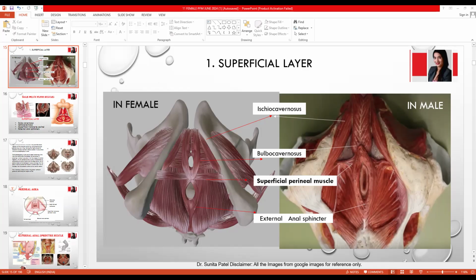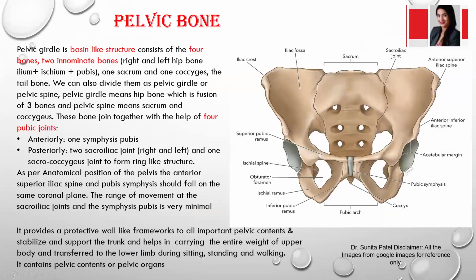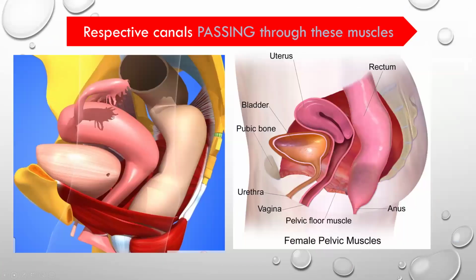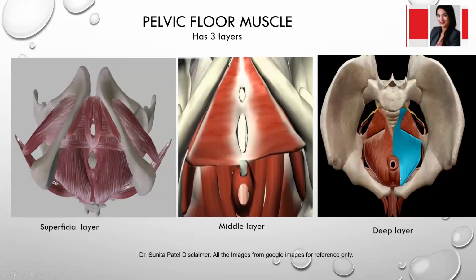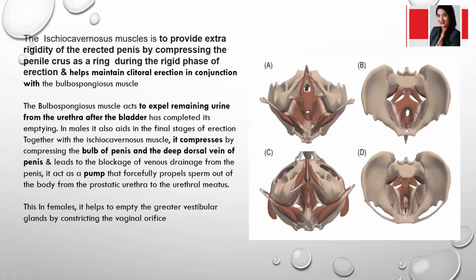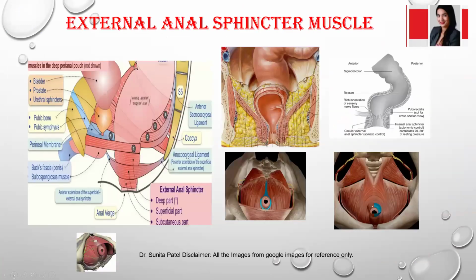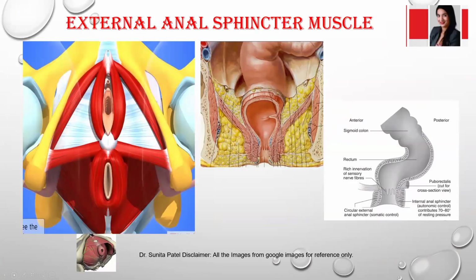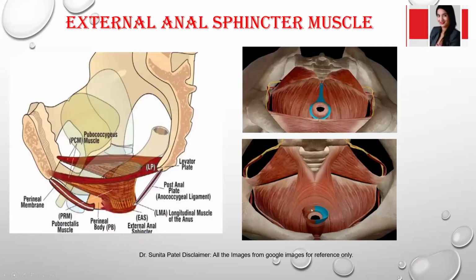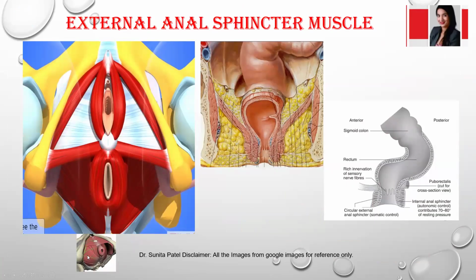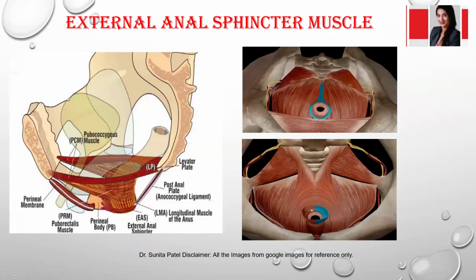So this was the first layer. How many muscles are there in the first layer? Four muscles: superficial transverse perineae, ischiocavernosus, bulbocavernosus, and the external anal sphincter muscle. These are the four muscles present in this superficial layer. And this is supplied by the pudendal nerve, which supplies that area, coming from S2, S3, S4.